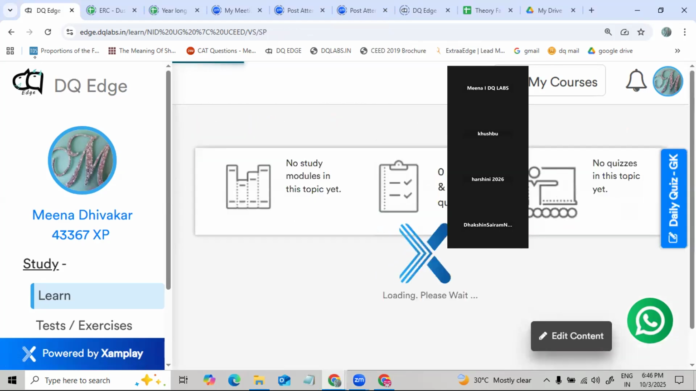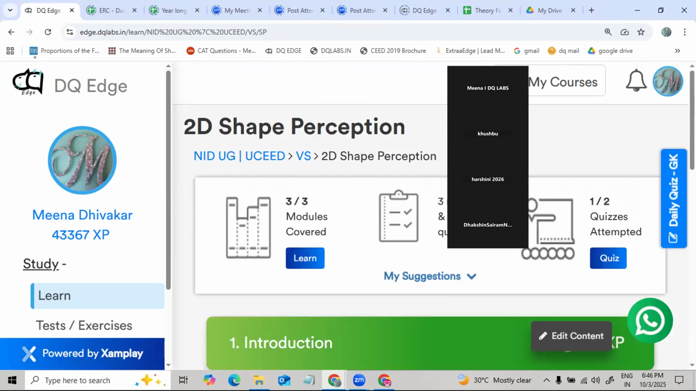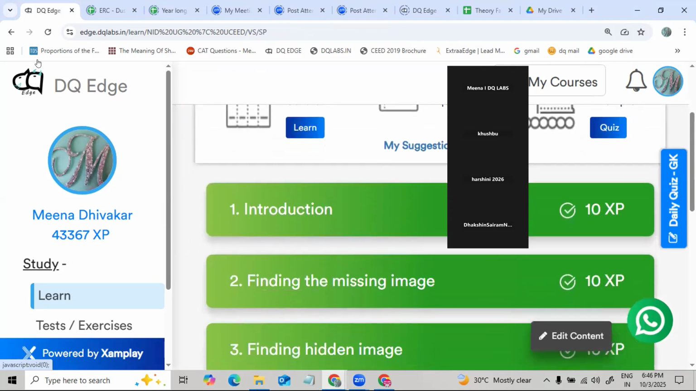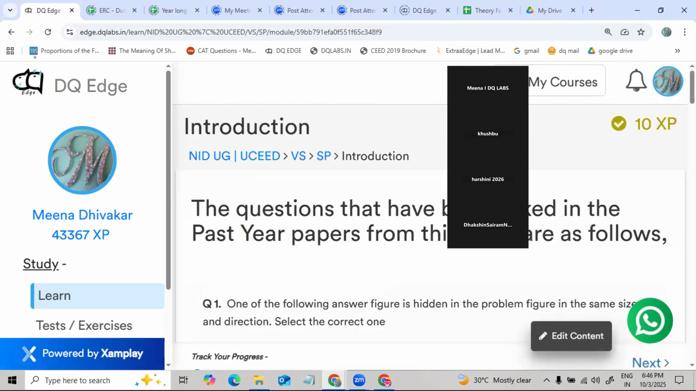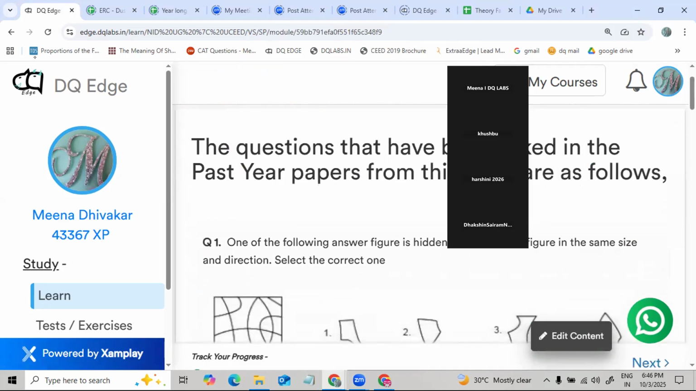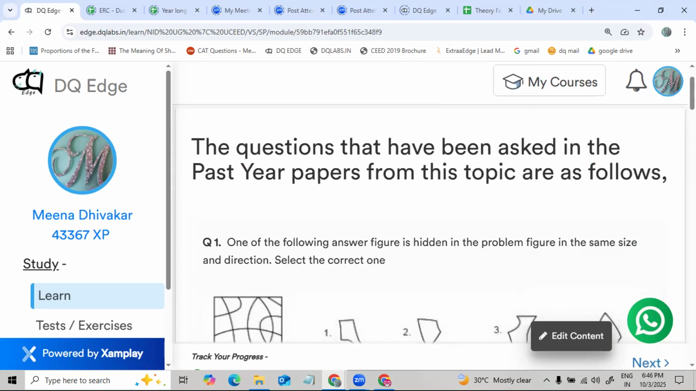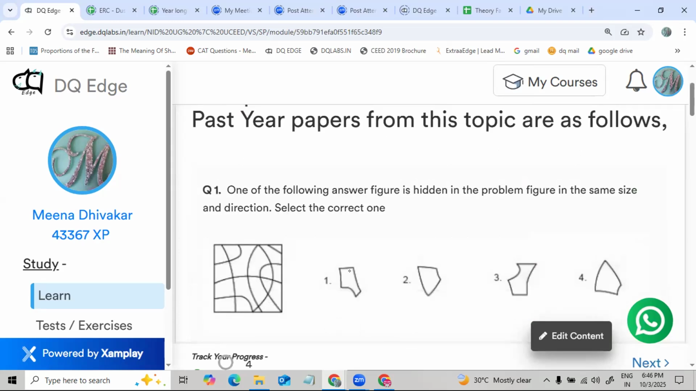2D shape perception. When I'm talking about 2D shape perception, just now you understood what is 3D and what is 2D, right? Now coming to this point, we have 2D shape perception, where there will be something missing or something hidden. I need to identify which one is missing or hidden. We'll do some past check questions so that you get better clarity. See, one of the following answer figures is hidden in the problem figure in the same size and direction. Select the correct one. Just see one thing.